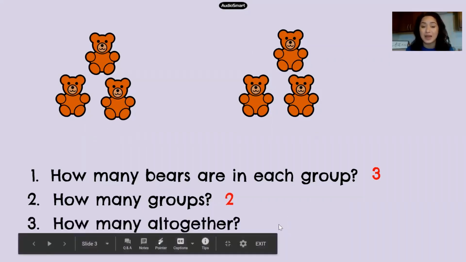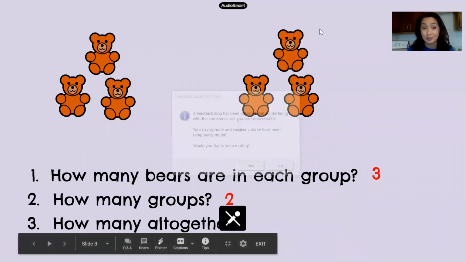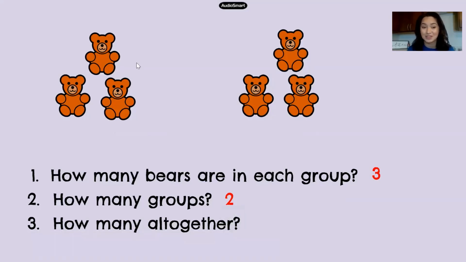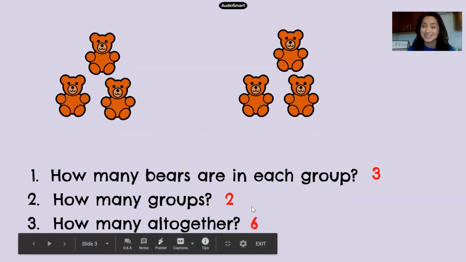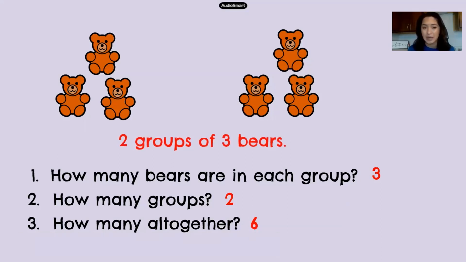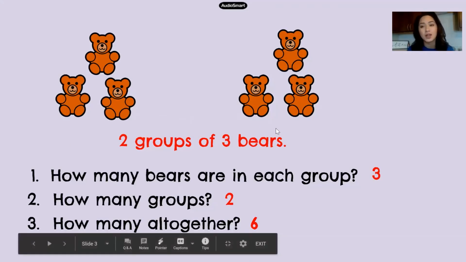How many bears do I have all together? Let's count. 1, 2, 3, 4, 5, 6. Or 3 plus 3, which equals 6. Good. I have 2 groups of 3 bears. This should be review from our last unit or our last topic. Before we took our topic quiz, we should know all about equal groups. Now we're learning something a little bit new.